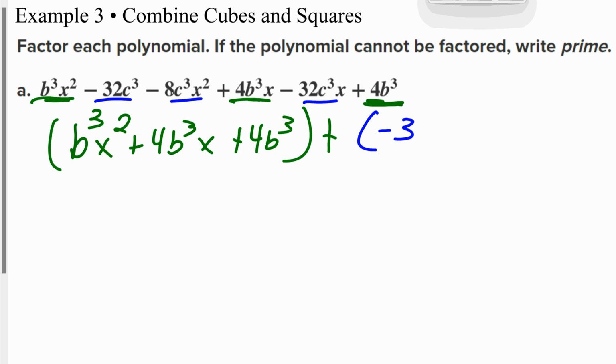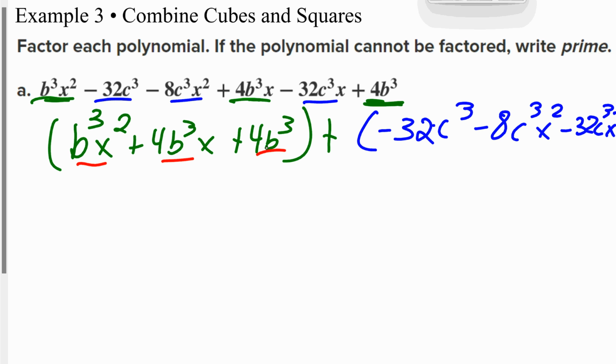They also look like they have an 8 in common as well, right? So maybe I can factor out 2, kind of looks bad. I can factor out maybe an 8 c cubed, negative 8 c cubed x squared, and negative 32 c cubed x. Okay. So out of this one, I can factor out a b cubed. Okay, so then I get an x squared plus x plus 4.